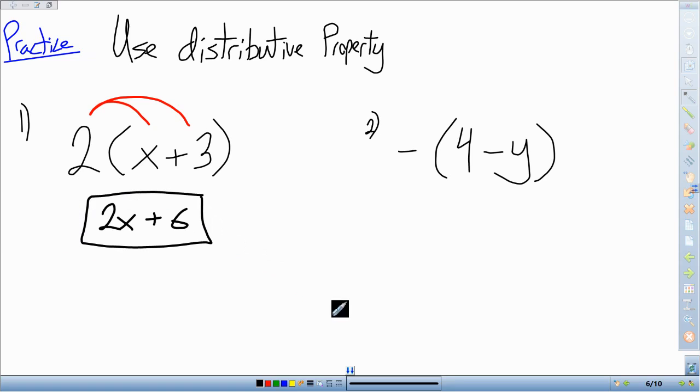We're done. All right, on number 2, we have a negative on the outside. It's going to get applied to both of the terms here. Applying it to the 4 gives me a negative 4. Applying it to the negative y, double negative, positive y.